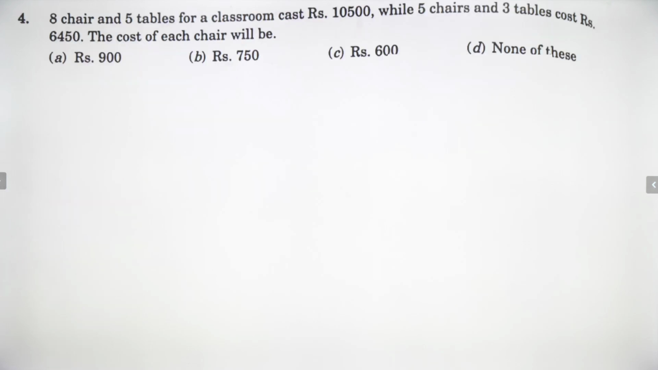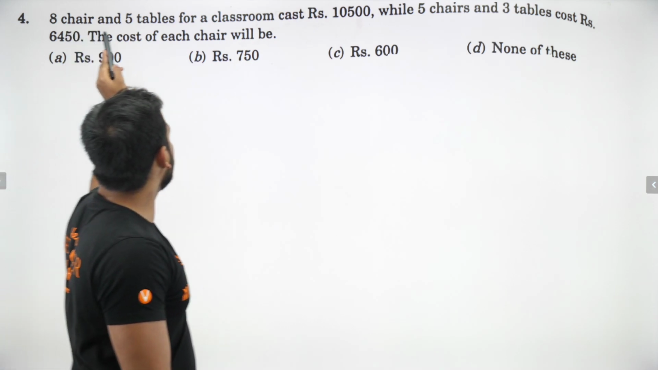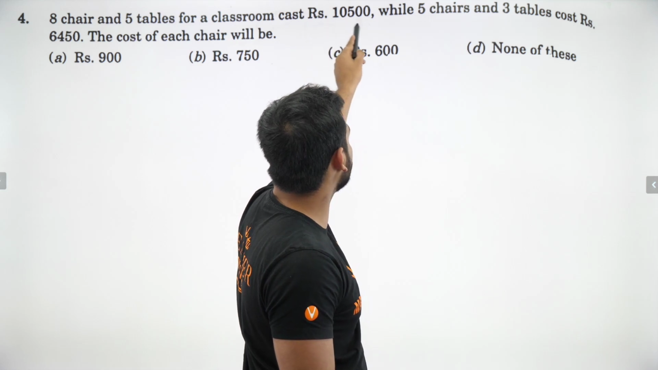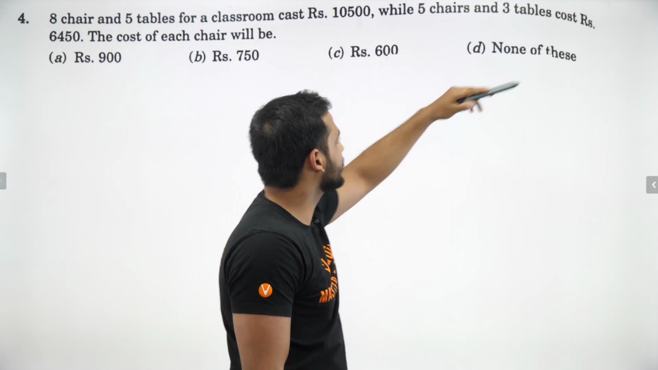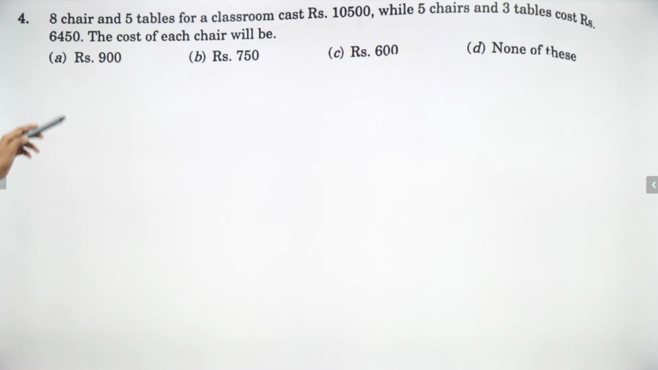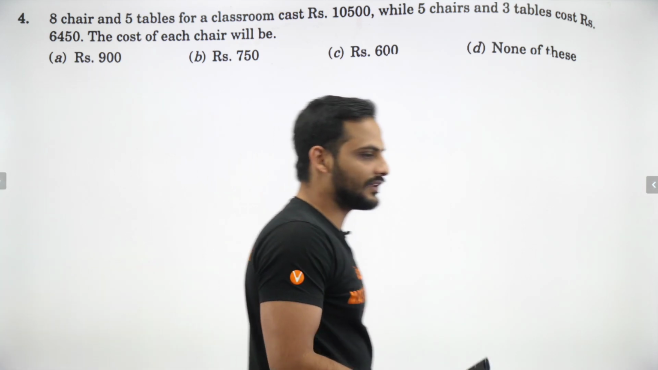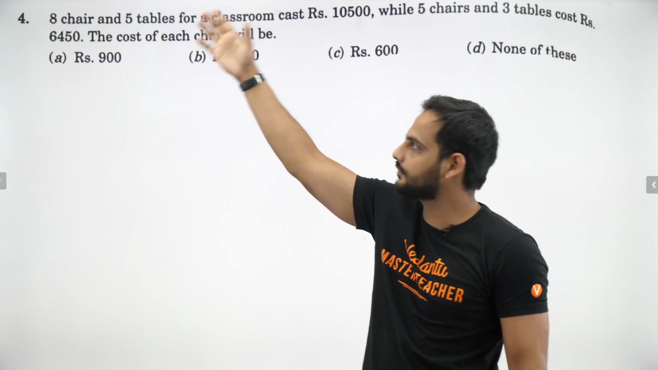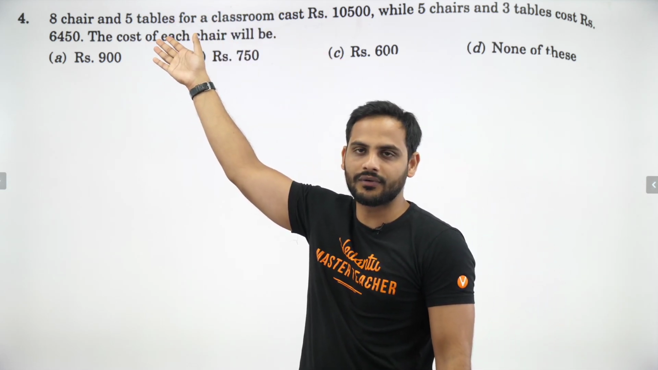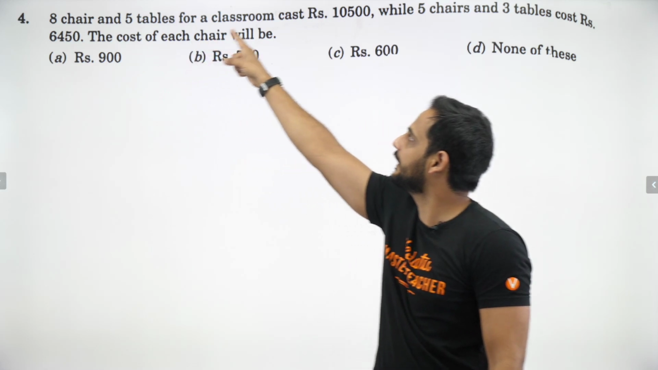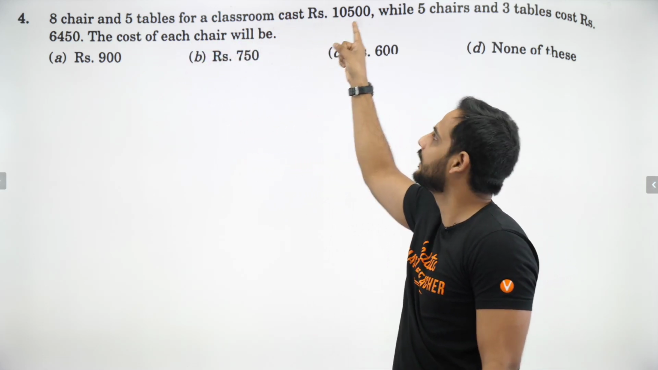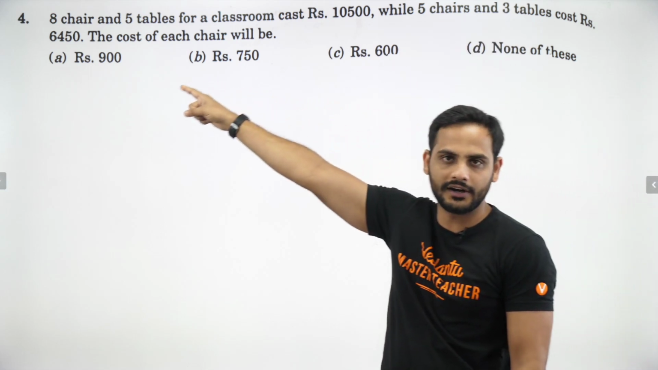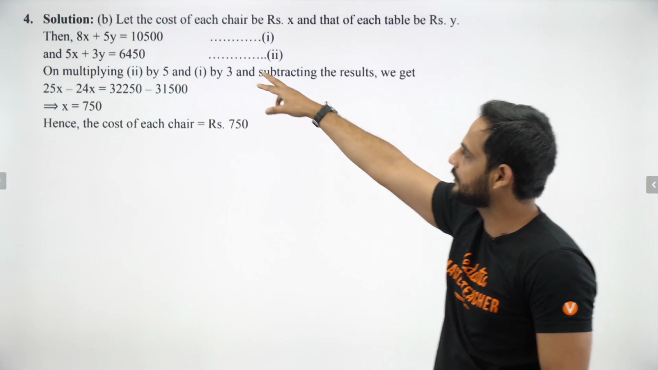Okay? Let's move to the next question. 8 chairs and 5 tables for a classroom cost rupees 10,500, while 5 chairs and 3 tables cost rupees 6450. The cost of each chair. So here two equations will be formed. Let us say the cost of the chair is x, cost of the table is y. So 8x plus 5y is equal to 10,500, and the second equation will be 5x plus 3y is equal to 6,450. Solve both the linear equations in two variables.